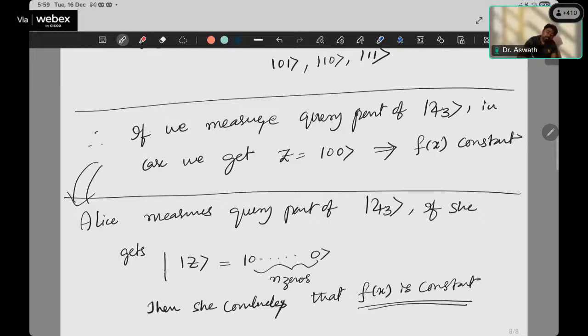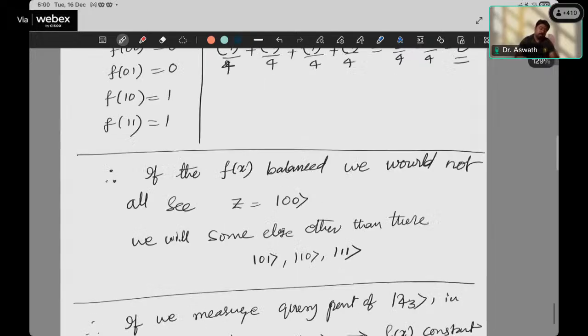And finally, we can say Alice simply measures her side 2, side 3 and sees if it is anything other than zeros. If she gets anything other than zeros in her query part, she simply says it is balanced. If she gets all zeros in her query part, all of her query registers in the ground state, she can simply say it is a constant function. So in this way.